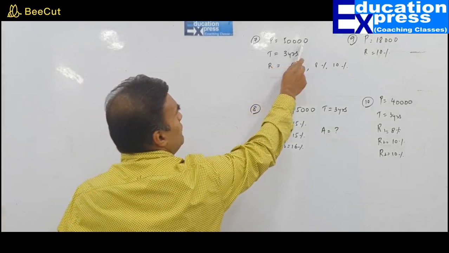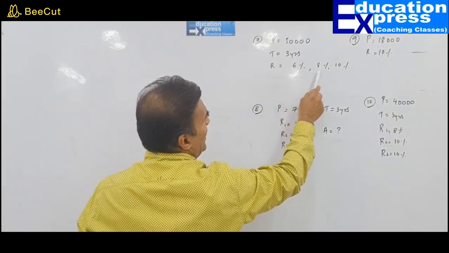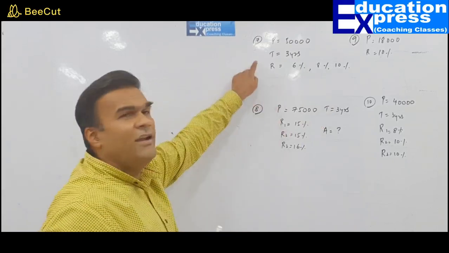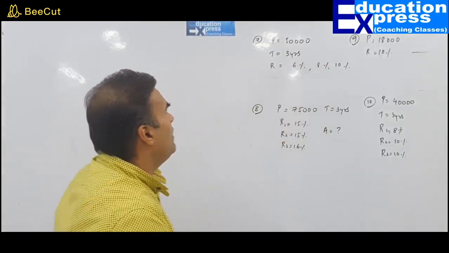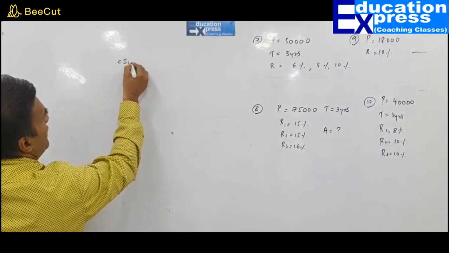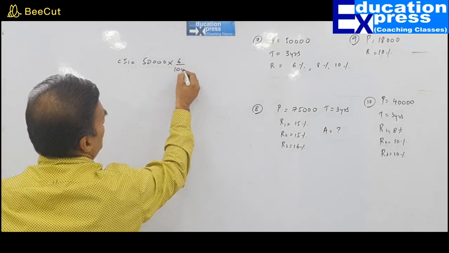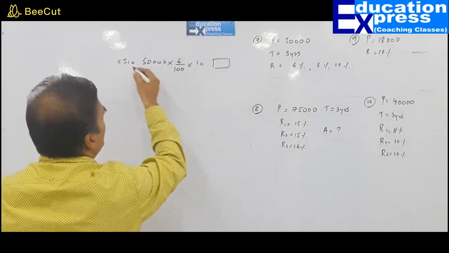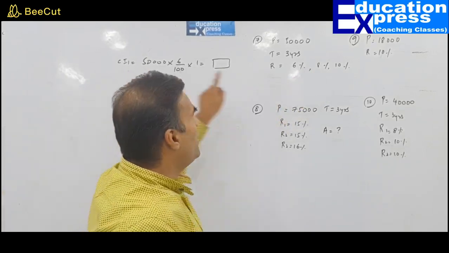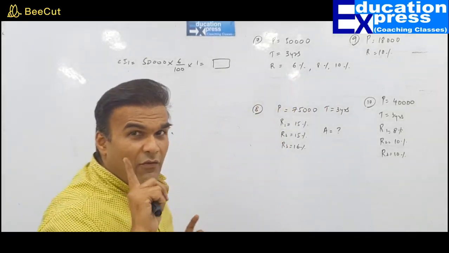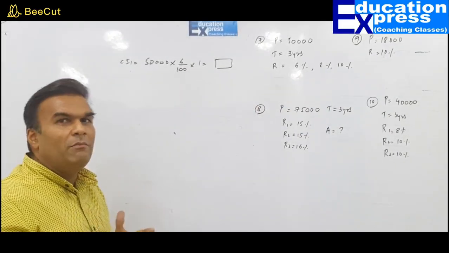It's 50,000 rupees for 3 years, with rates for the first year, second year, third year. We already did question number 3, which involved 3 consecutive rates. So what will we find? We will find out CI1. For that, 50,000 times 6 upon 100 times 1. So you will get the interest. For the second year, we will take 8%. For the third year, we will take 10%. But every time, my principal will keep on changing, P1, P2 and P3 and so forth.